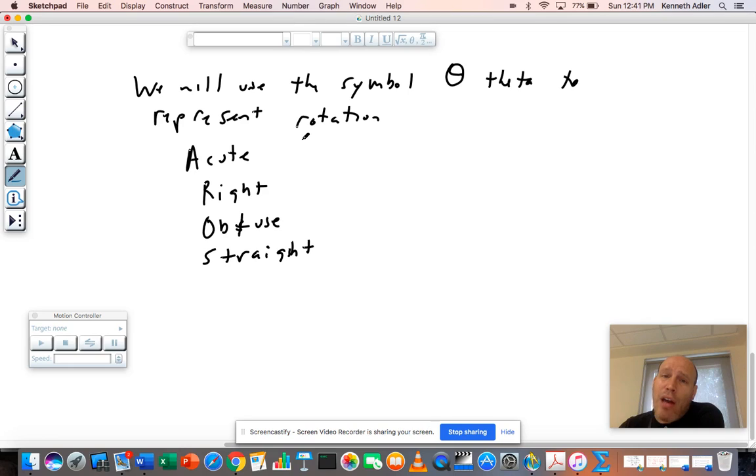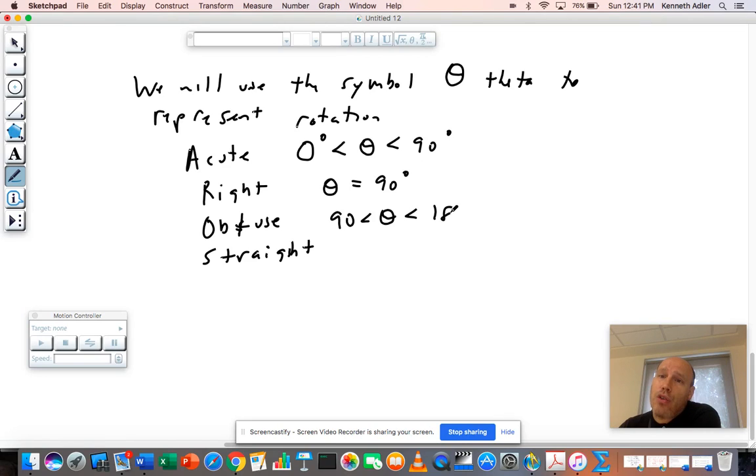An acute angle is between 0 degrees and 90 degrees. If an angle is a right angle, we say that the angle is equal to 90 degrees. If the angle is obtuse, we say it's greater than 90 and less than 180 degrees. And if the angle is basically a line, or technically two rays that go in opposite directions, we could say that is a 180 degree angle.